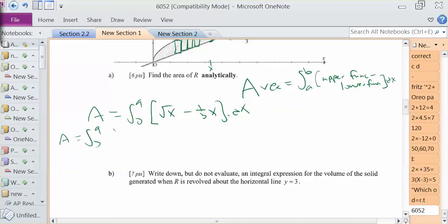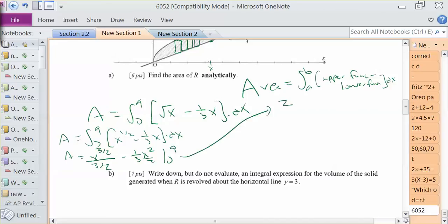Probably helps convert root x to x to the one-half power. Again, we got 1/3 x. I didn't leave myself much room, so I'm going to squeeze this in. So when you integrate x to the half, that's x to 3 halves over 3 halves, minus 1/3 x squared over 2. And of course, we're going from 0 to 9.